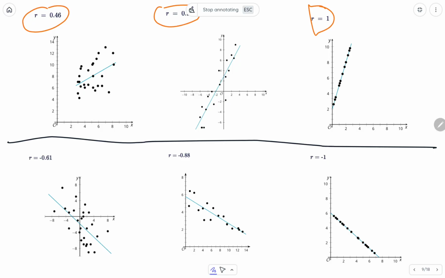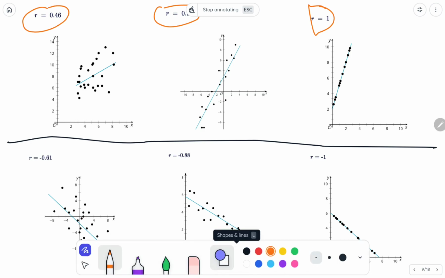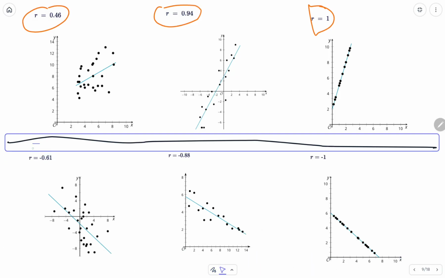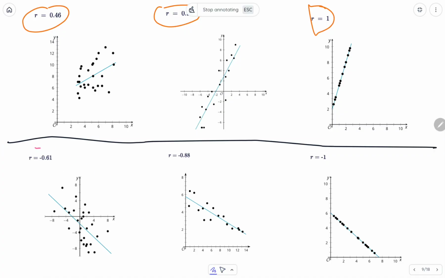If we look at the bottom, we're just looking at some negatives. So again, this first one, I'll do these ones in pink. The first one's negative 0.6, right? Remember, 0.6 is not that great. It's there. We could draw our line of best fit. We can see the data is definitely trending downward. That's why they're all negative, but it's not that strong. 0.88 is pretty strong. That's pretty close to -1.